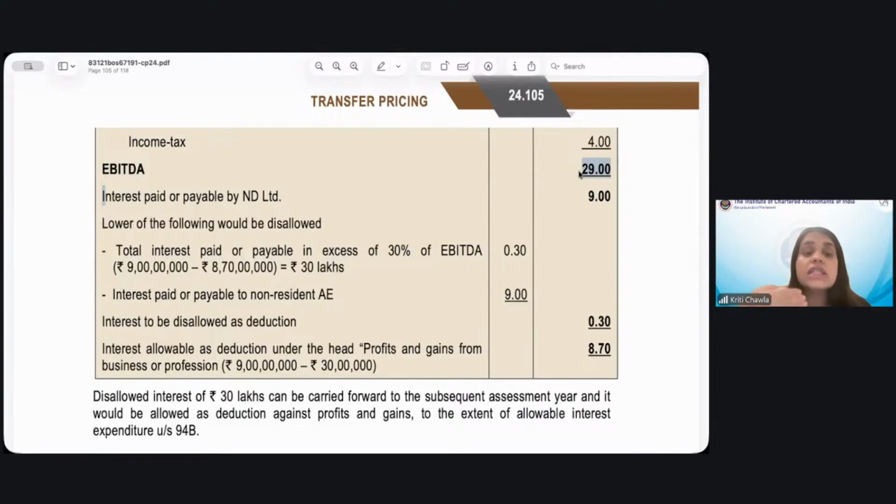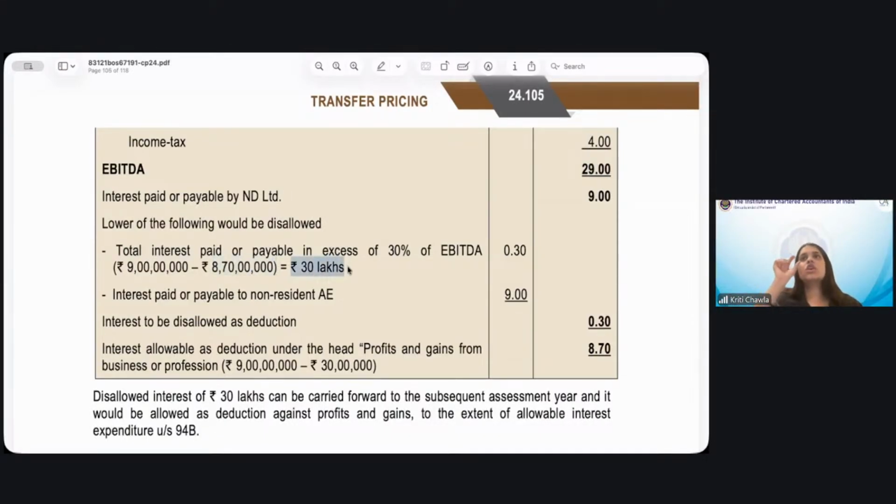Now, what is the excess interest that will be disallowed? Well, it will be interest which is paid or payable, which is 9 crores, or it will be total interest paid in excess of 30% of EBITDA. What is the total interest paid? It is 9 crore minus 30% of EBITDA, 30% of 29 crores, which is this. So you will actually get 30 lakhs.